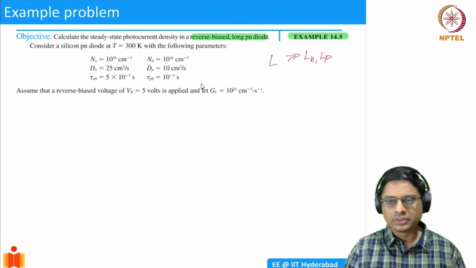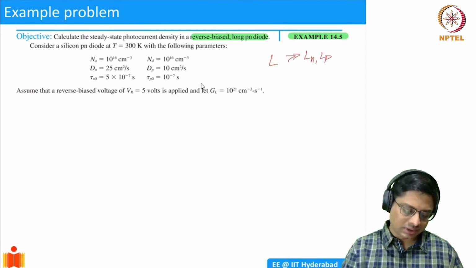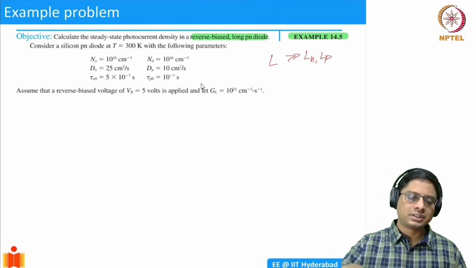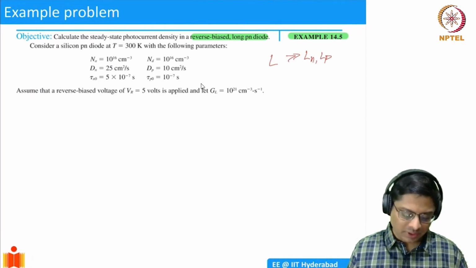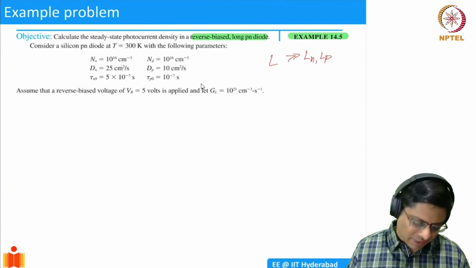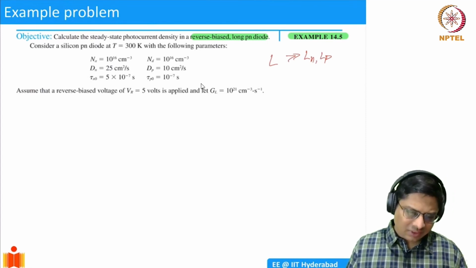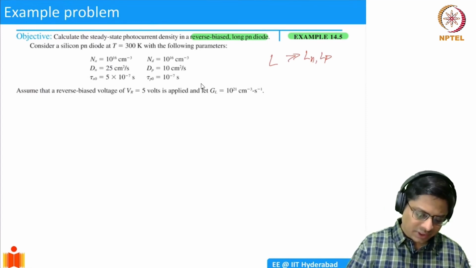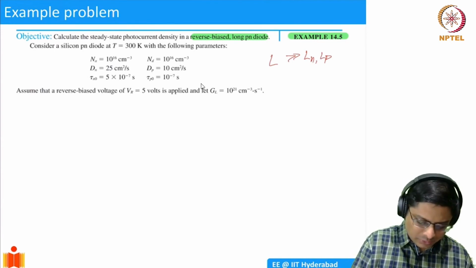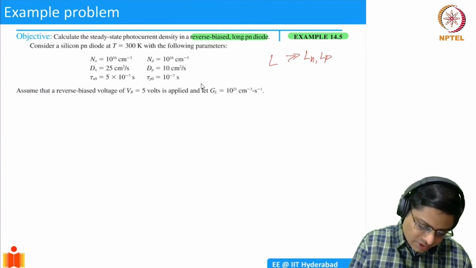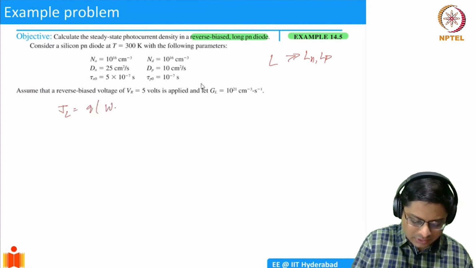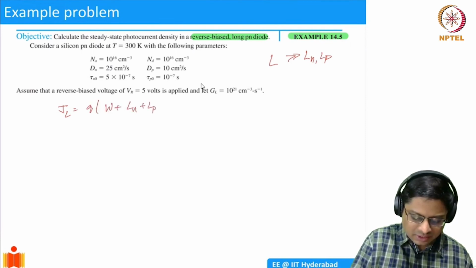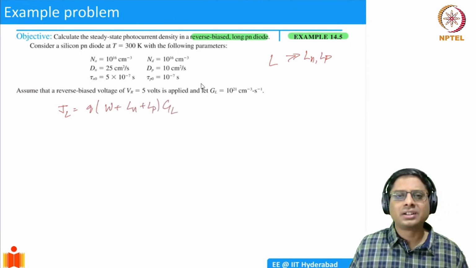Okay, so we want it to be long so that the minority carrier diffusion length is smaller than the length of the detector. Okay, and you are given some parameters and you're asked to calculate. Well, what we have to do, we have seen the expression was, in this case, photovoltaic device, right? So PN junction. So yeah, JL is equal to Q times (W plus Ln plus Lp) times generation rate. Okay, this is all we have to calculate.